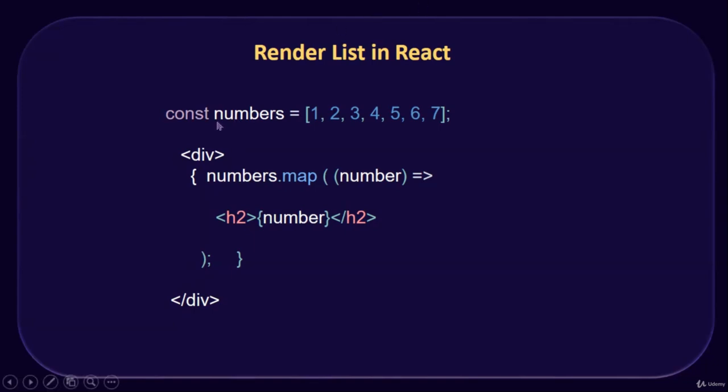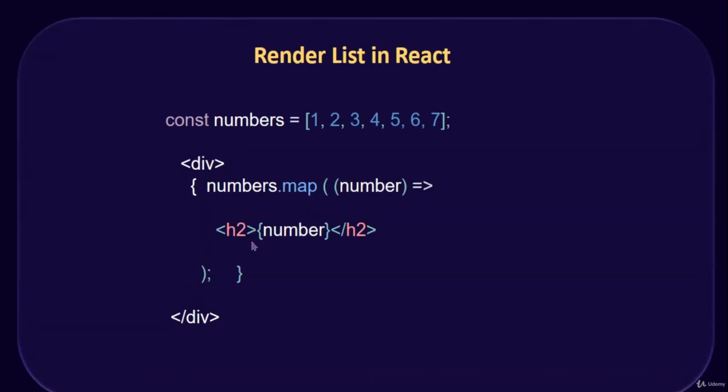For example, you can see here we have an array with numbers from 1 to 7. These numbers will be output inside our application. For this, we don't need to write seven h2 tags or seven h1 tags. Instead of that, we are using a map function with the data, and we are repeating these numbers into the h2 tag. You will learn more about this when we go through the example.